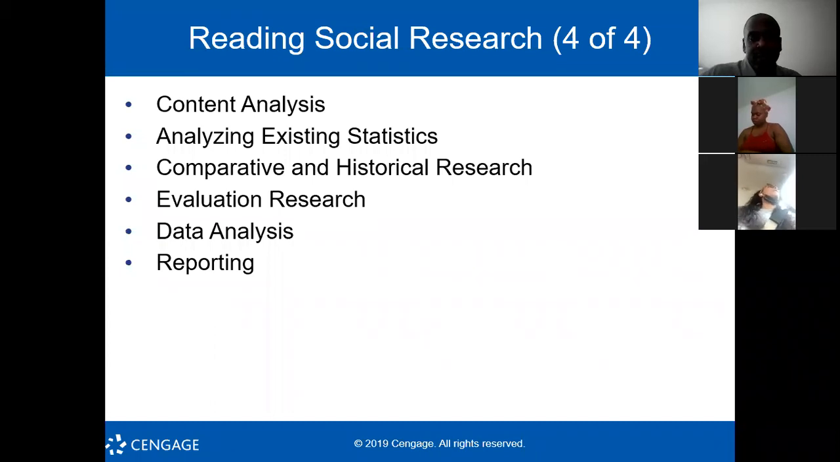So one of the things you want to look at is content analysis, where maybe it looks at racial bias in a newspaper. So you might analyze the content of the newspaper, to code and see the extent of these biases, whether there's a pattern of bias there.